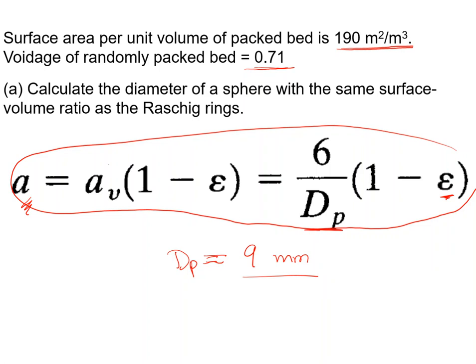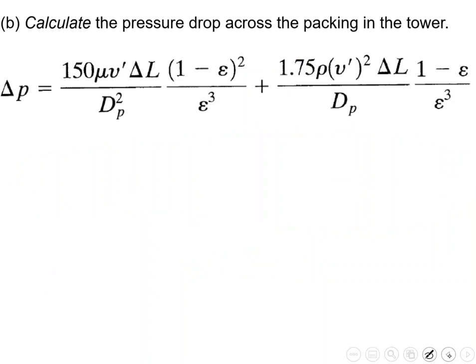So this is straightforward, this is easy, and we have just calculated the diameter of a sphere with the same surface volume ratio. The second thing that he's asking for is delta P. So which equation to use? We're going to use the Ergun equation to calculate the pressure drop. I will keep this for you to calculate, but let me first look at the equation. You can use this equation, or you can use the other form, which is the non-dimensional form of it.